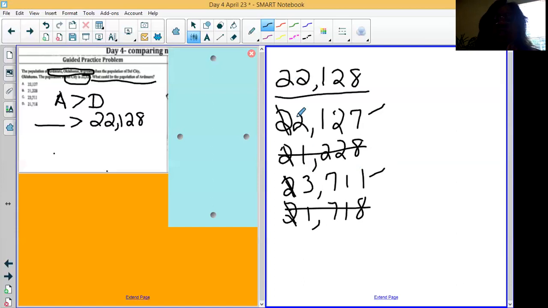Now, we just covered the thousands place. Let's move over to the hundreds place. Here, we have a 1 in the hundreds place, a 1 in the hundreds place, which leaves us with, still could be a possibility. Go down here. Here we have a 7 in the hundreds place, which is 700. 700, of course, is greater than 100. So then 23,711 would be the correct answer. Take a moment to write down that information. If you need additional time, please pause your video.